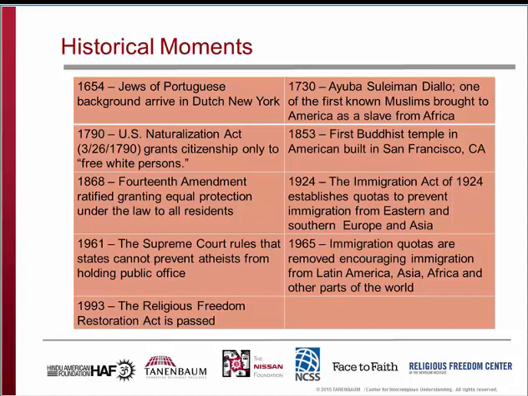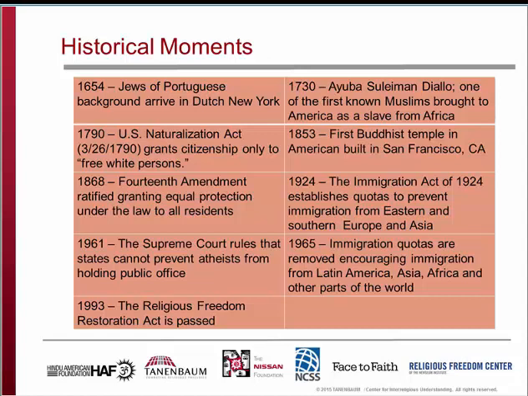1730, Ayuba Suleiman Diallo, one of the first Muslims brought to America as a slave. So the whole experience of, there's a lot that's discussed in terms of the African slave trade, but often the idea that many of the slaves that were brought over actually were practicing Islam at the time of their capture. And part of the assimilation and the degradation of slavery in the United States was the stripping away of Islam from African slaves.